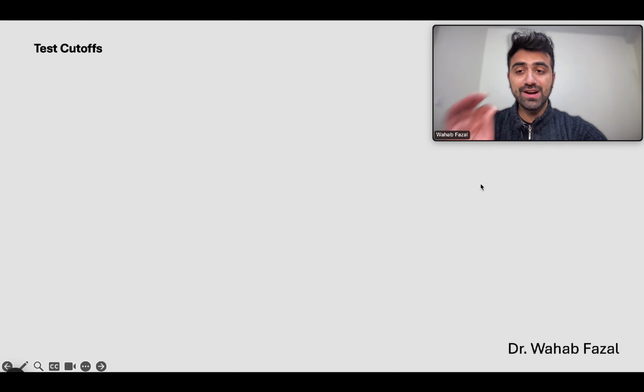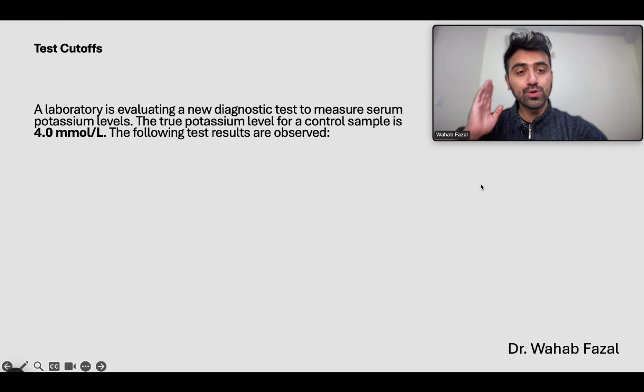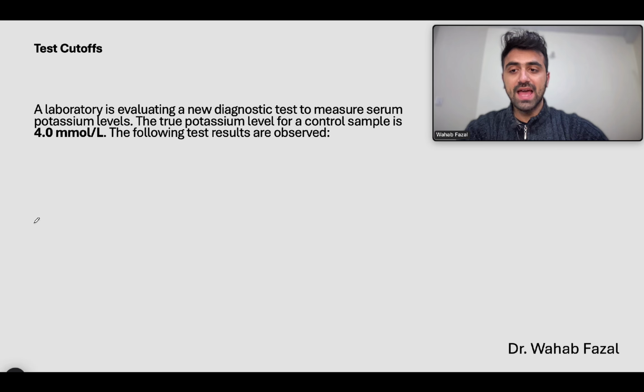So what I want you to learn from this topic is to be able to solve this question. If you're able to solve this question in the end, that means I've done my job. A laboratory is evaluating a new diagnostic test to measure serum potassium levels. The true potassium level for a control sample is 4. The true potassium, meaning this is the actual level for potassium.